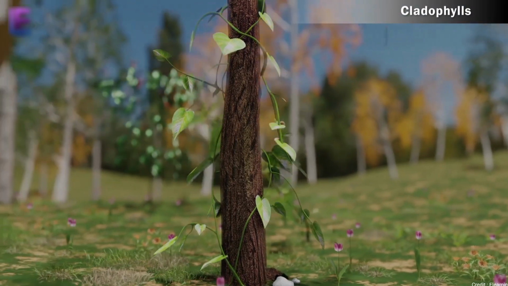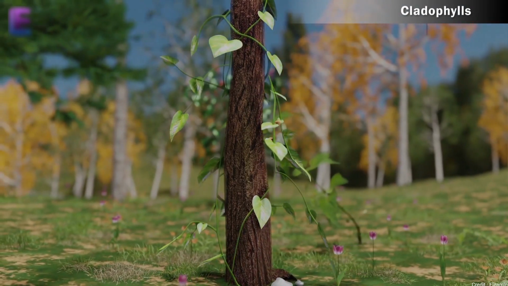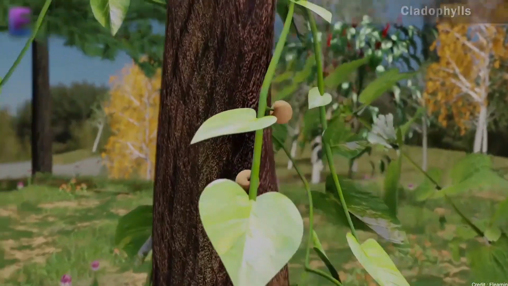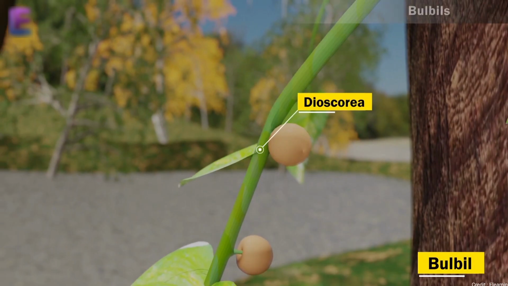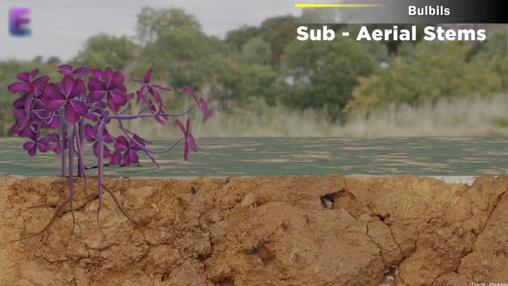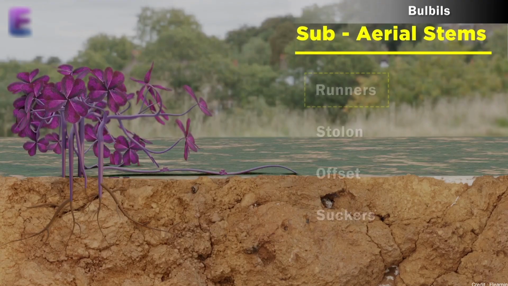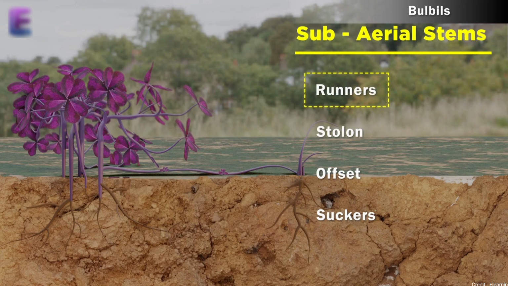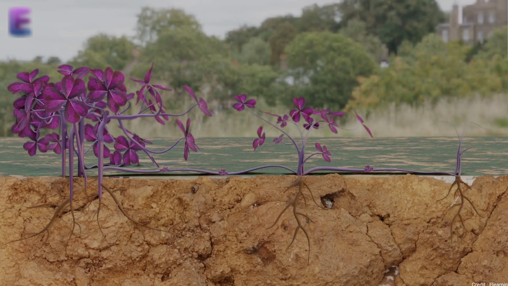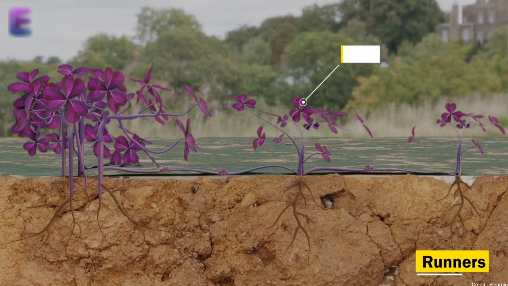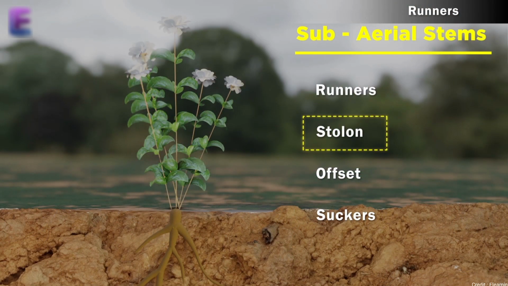Bulbils are structures which separate from the parent plant and form adventitious roots that help in vegetative propagation. For example, Dioscorea. 2. Subaerial stems. A. Runners. In some plants, the stem spreads to new places and forms new plants when the old ones die. Such plants are called runners. For example, oxalis. B. Stolon.